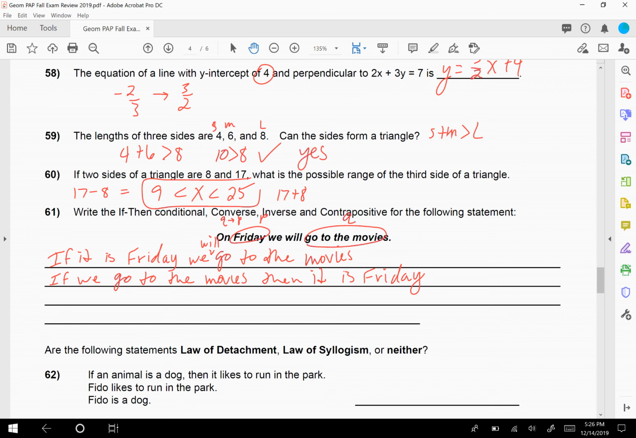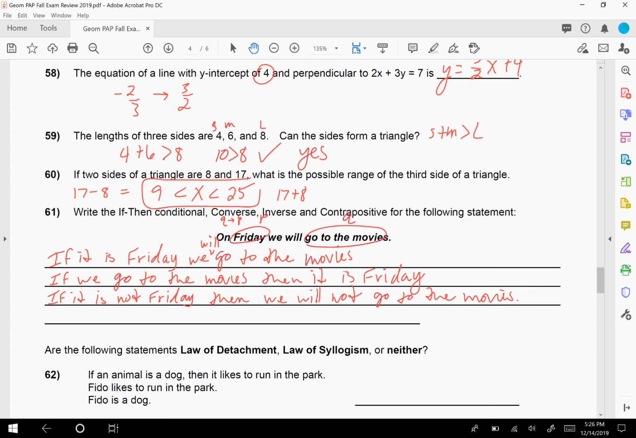All right, inverse is just negating. You don't change the order or anything like that. So if it is not Friday, then we will not go to the movies.